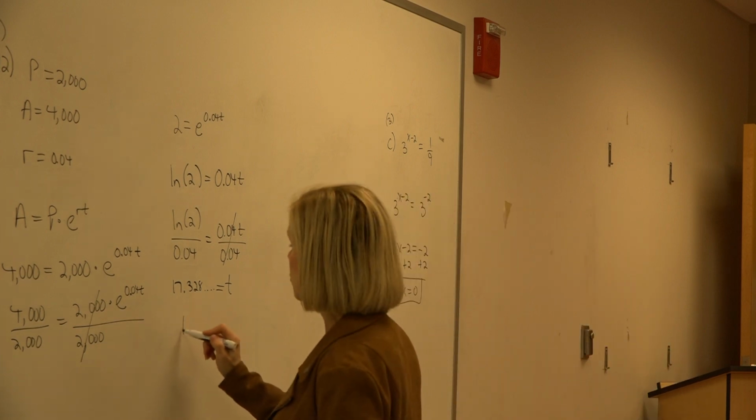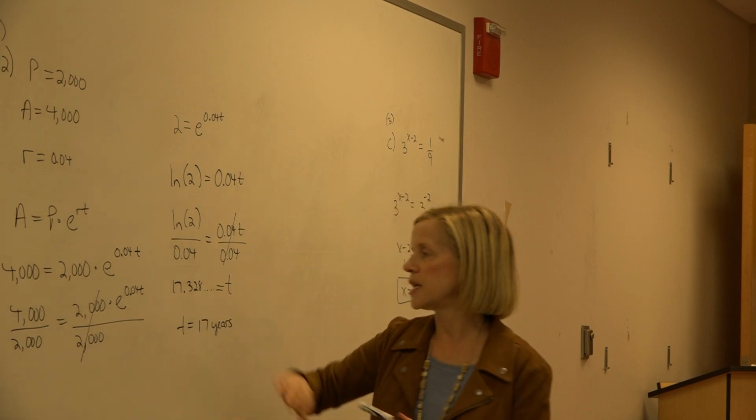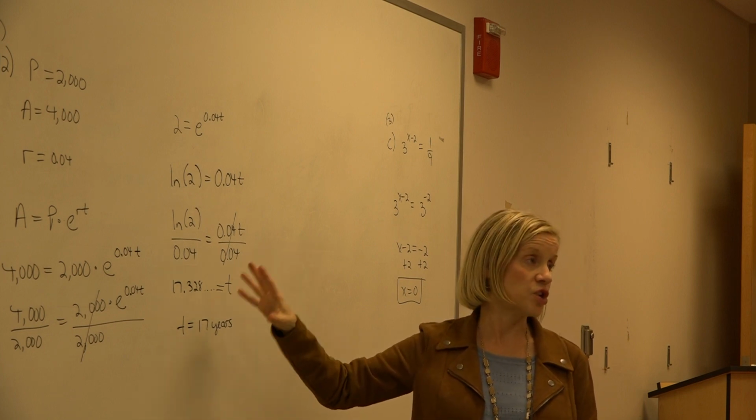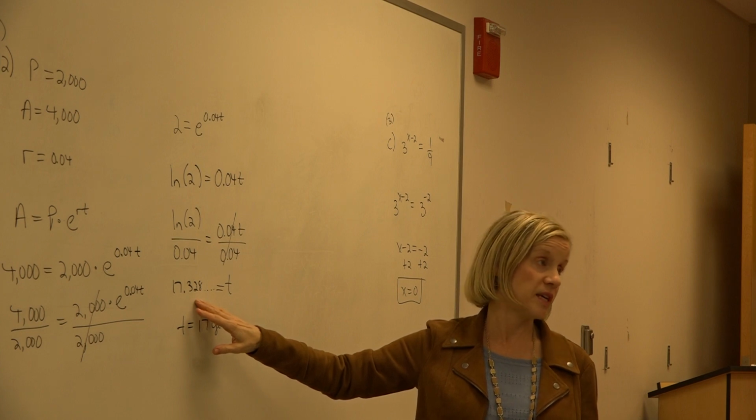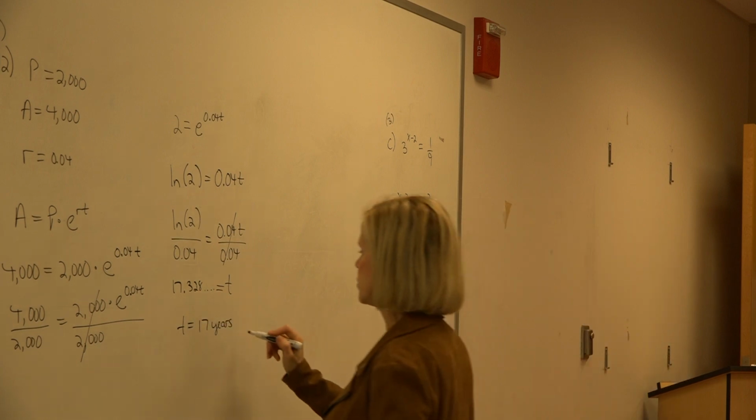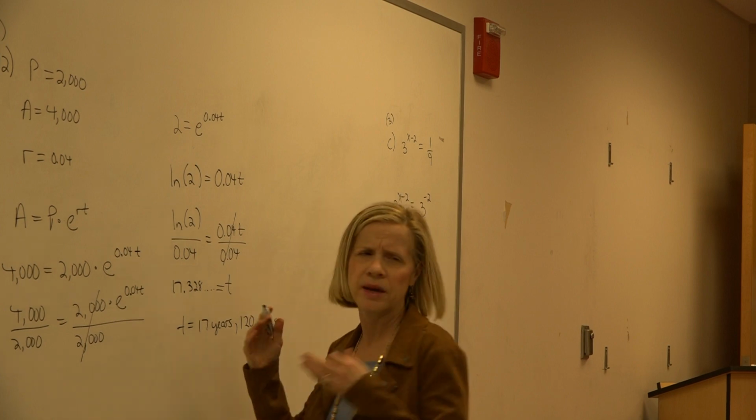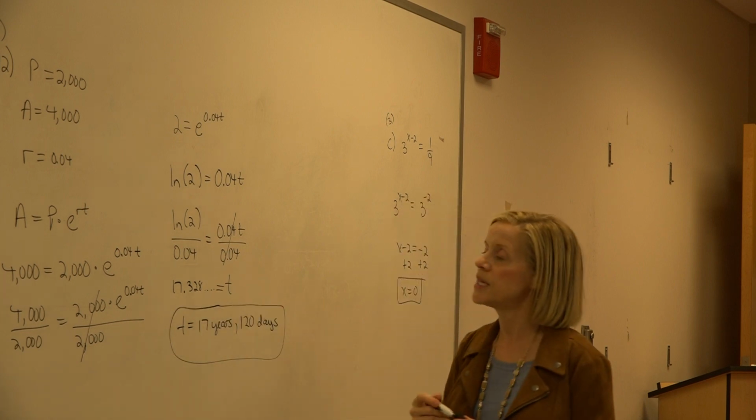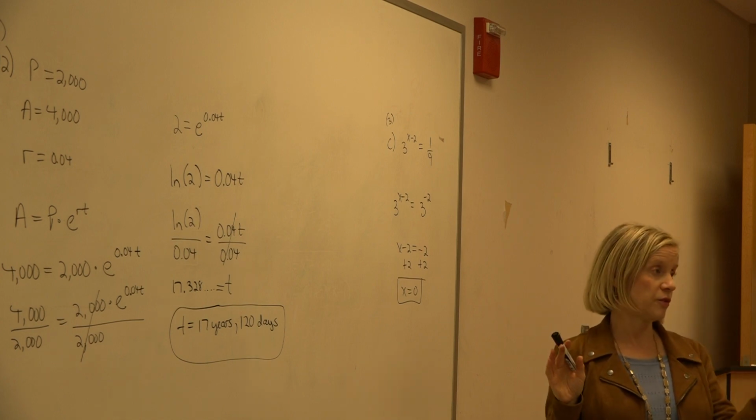So what we know is we've got 17 years. So what you want to take is that whole decimal on your calculator, subtract 17, so you just have the decimal part, and then multiply the decimal part by 365 days. And so that's going to be about 120 days. It was 119.9 or something like that. So you're going to round to the nearest whole day. So it would take about 17 years, 120 days for your money to double at 4%.